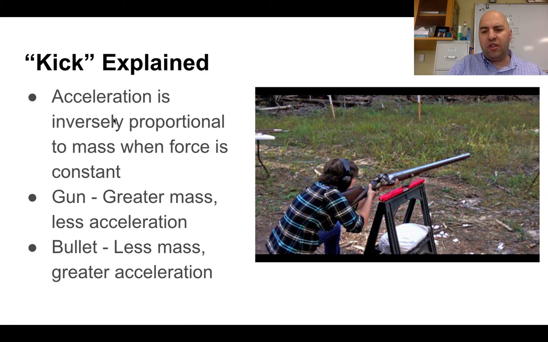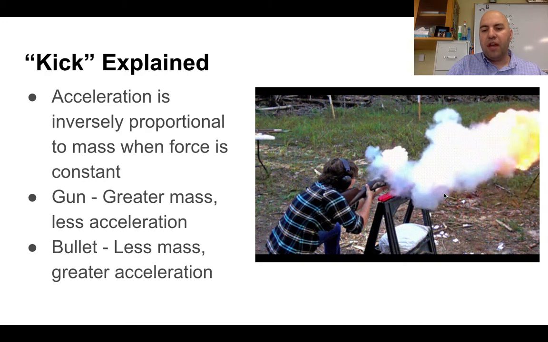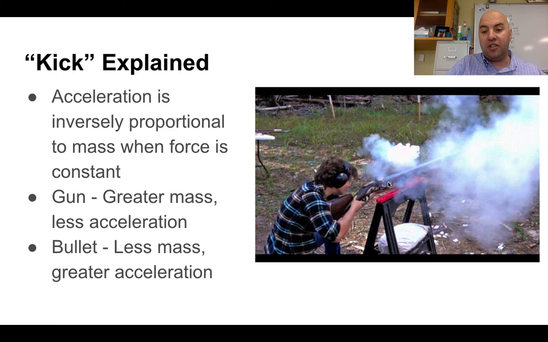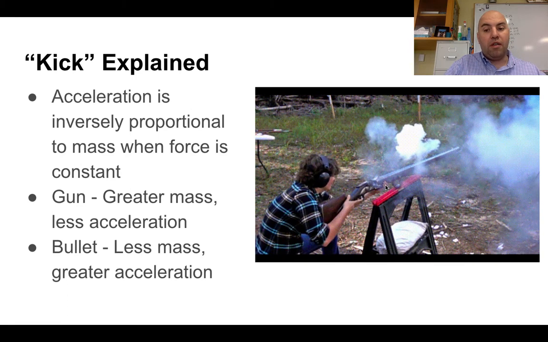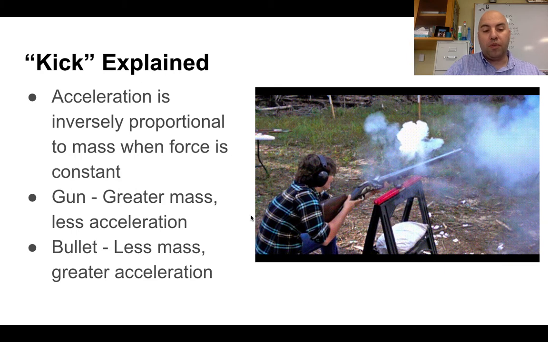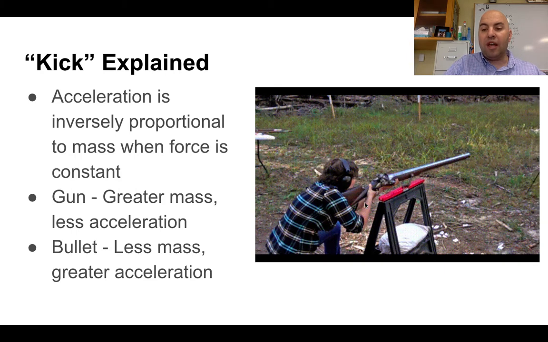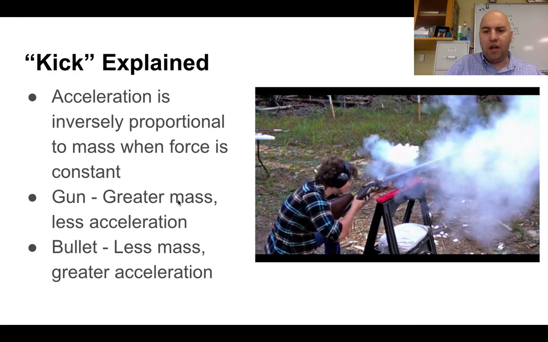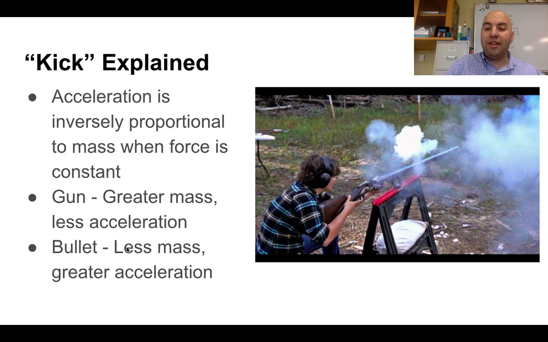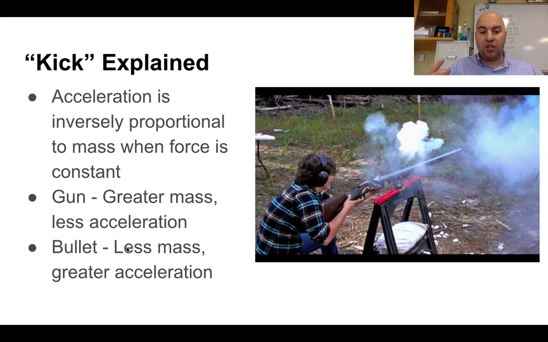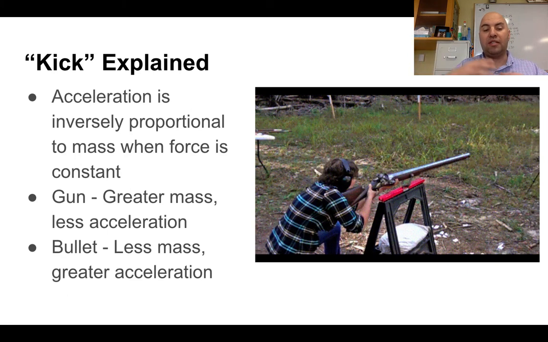So let's take a look at this one right here. We've got this huge gun going off, and let's compare what's happening to the gun and to the bullet. In both cases, by Newton's third law, they're experiencing the same force. But the bullet is going to accelerate a lot more than the gun. Why is that? Because the gun has a greater mass, so it's going to accelerate less. But the bullet has less mass, so that same force is going to cause that bullet to accelerate more.